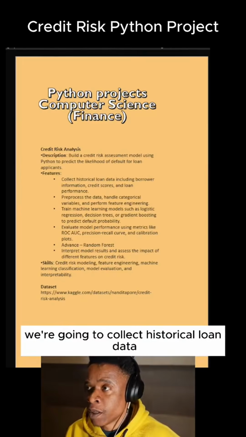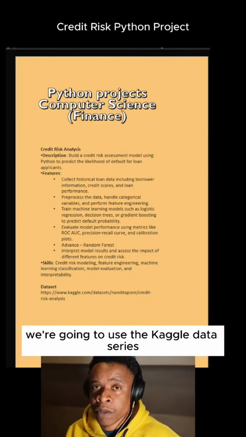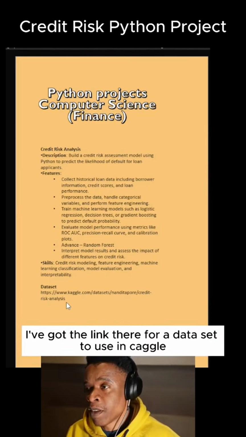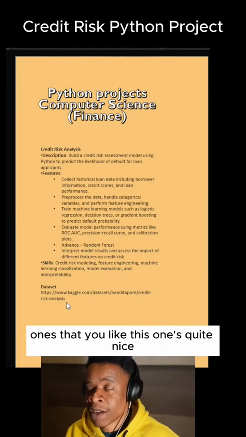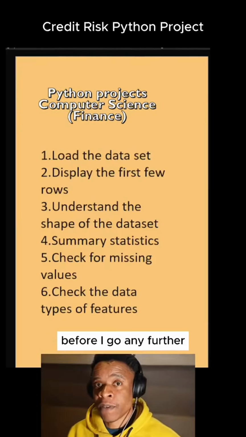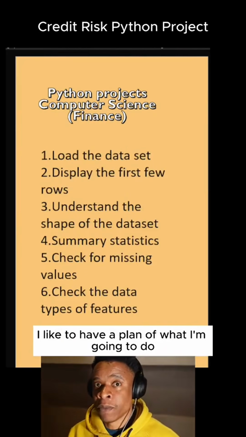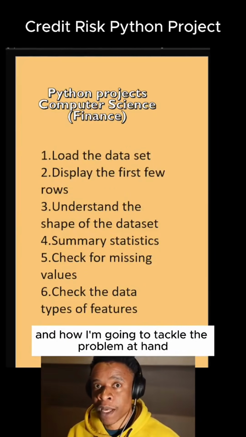What we'll do here is we're going to collect historical loan data. We're going to use the Kaggle data series. I've got the link there for a data set to use in Kaggle, but you can use any of the credit risk ones that you like. This one's quite nice. Before I go any further, I like to have a plan of what I'm going to do and how I'm going to tackle the problem at hand.